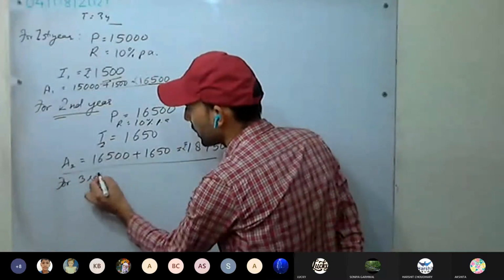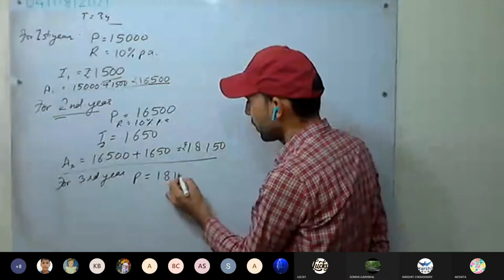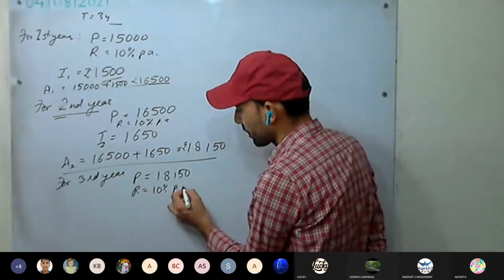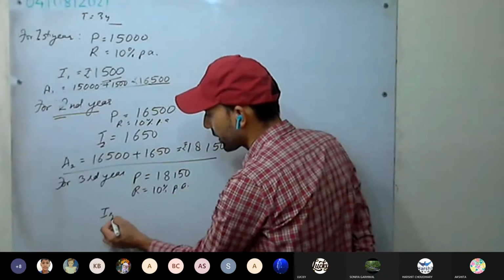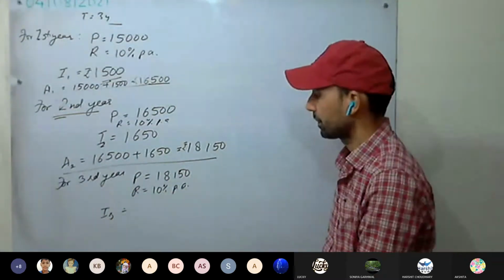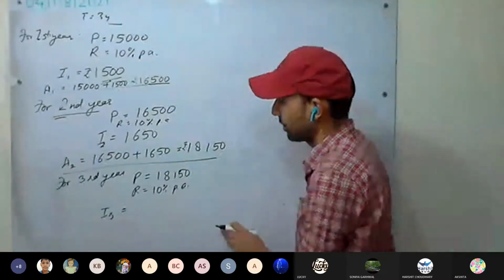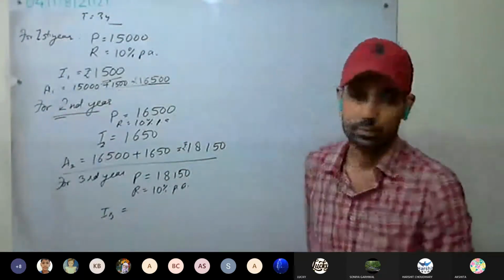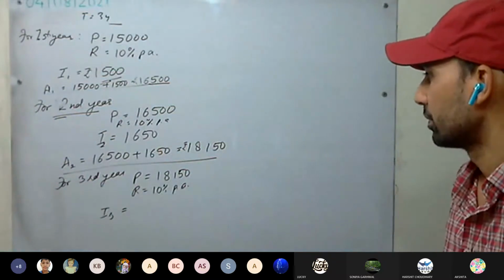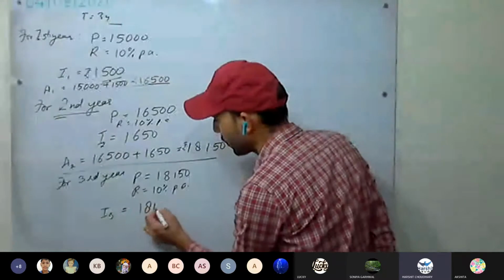For the third year, calculate. Principal equals 18,150. Rate is the same, 10% per annum. Calculate interest I3. How much will it be? Calculate and tell me as well. 1,815. It will be 1,815.